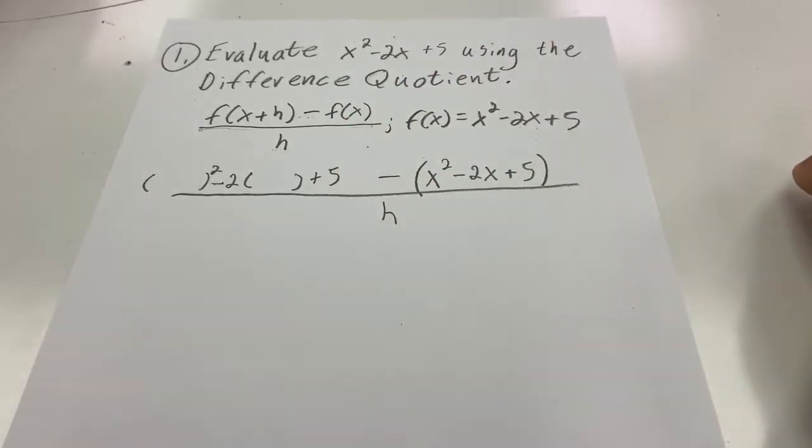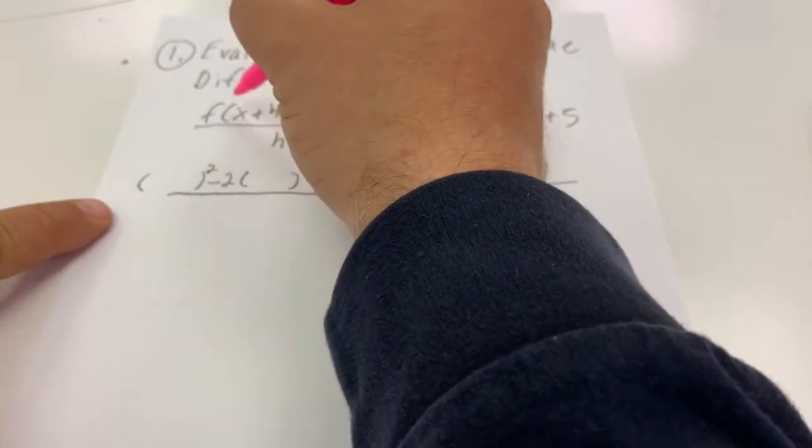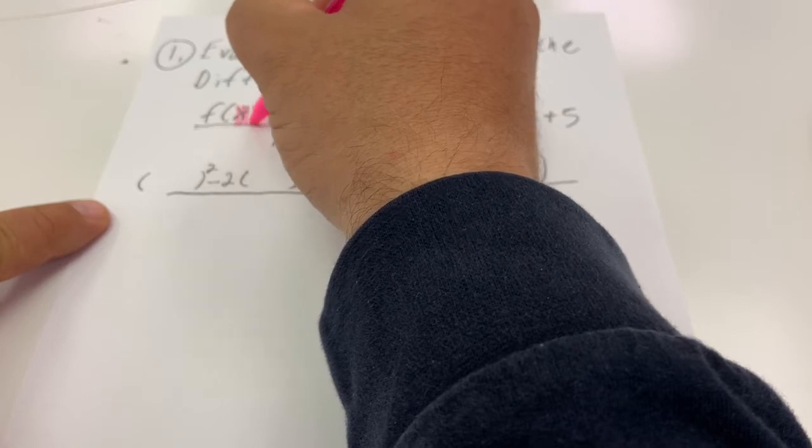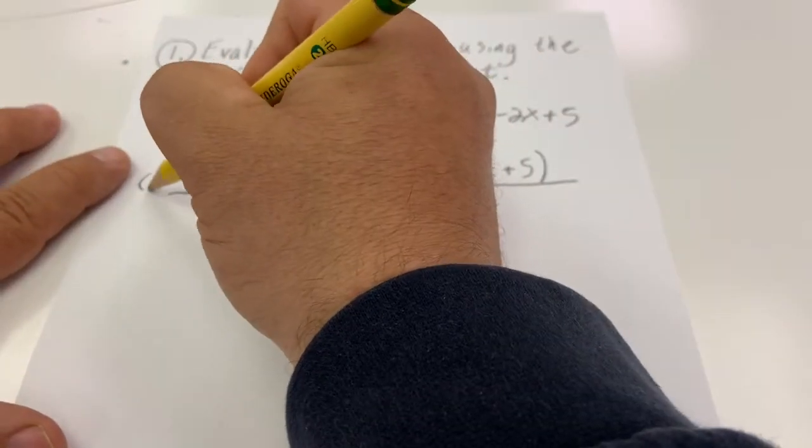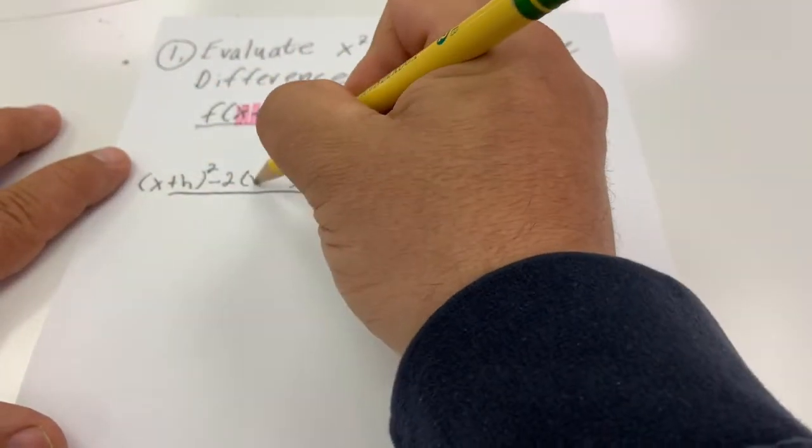Now I have to fill that quantity in. What do I put inside of these parentheses? That's going to be this x plus h up here. That x plus h is going to go inside of the quantity. So I dump in the x plus h.